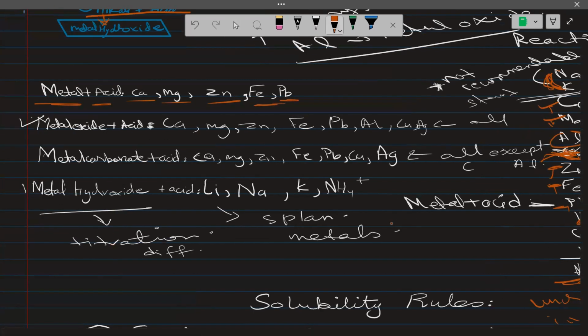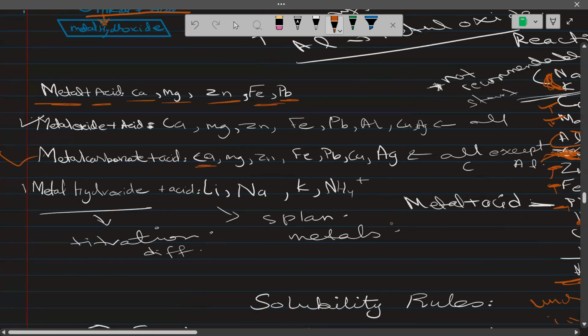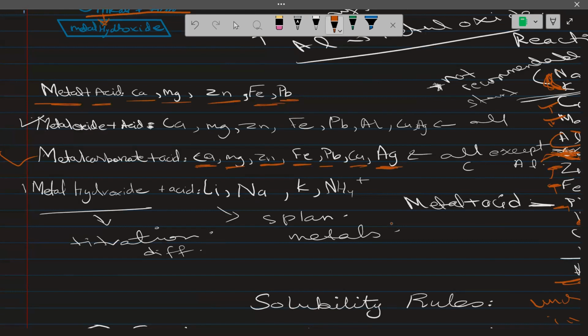Now let's come to metal carbonate. For metal carbonate, which metals are needed? Calcium, magnesium, zinc, iron, lead, copper, and silver. And again, aluminium is not present because it makes a coating. Hence, we don't add aluminium.